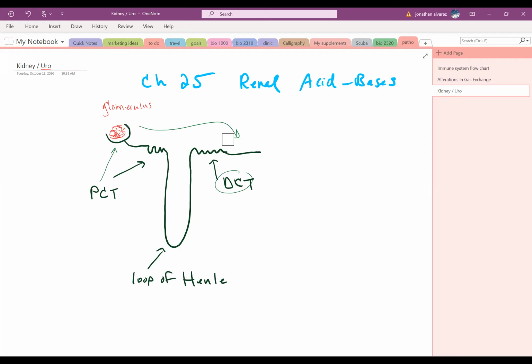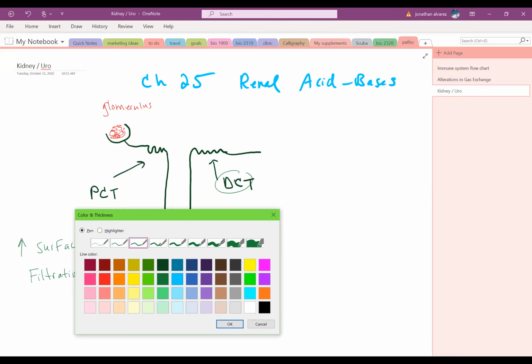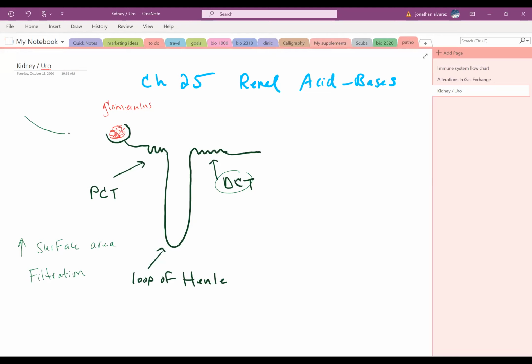Okay, one of the points of all this is to increase surface area, okay, for filtration. Okay, so as fluid is coming in to the inside the kidney, right? You have fluid coming in, and it's going to travel through all this.